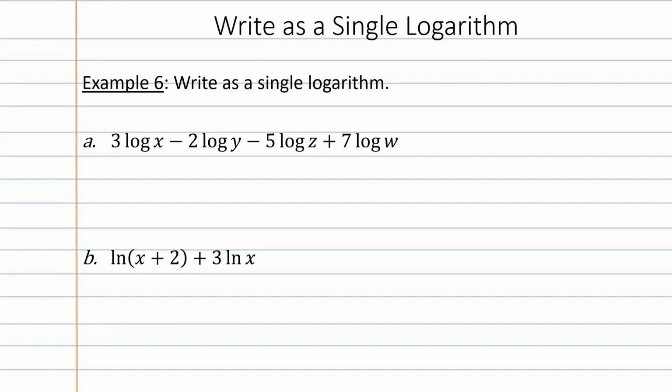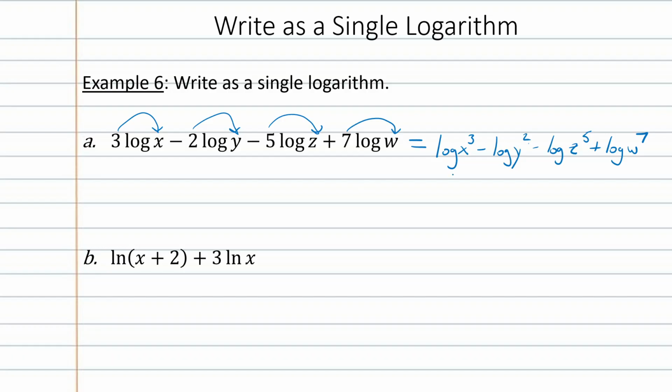Now we kind of want to do a reverse, right? We want to take these expanded logarithms and turn them all into a single logarithm. So here we have 3 log x minus 2 log y minus 5 log z plus 7 log w. Okay, first thing I'm going to do is put the exponents back in place. So I'm going to pull the 3 back on the x, the 2 back on the y, the 5 back on the z, and the 7 back on the w. So it'll look like the log of x to the third minus the log of y squared minus the log of z to the fifth plus the log of w to the seventh.